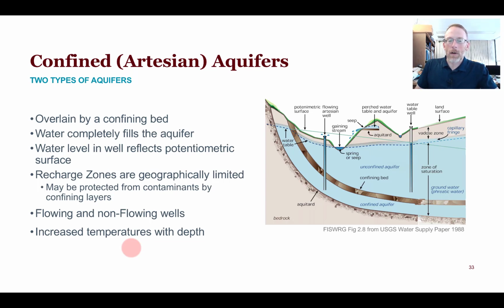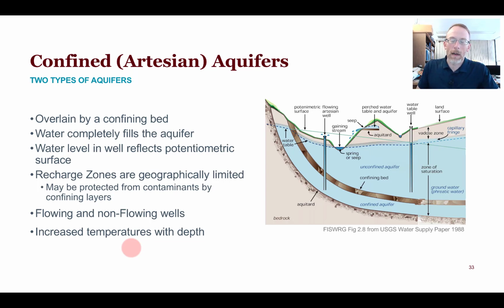Recharge zones are geographically limited. Remember, when we talked about recharge zones and contaminant pathways in the previous lecture, we were talking about unconfined aquifers, and in unconfined aquifers, essentially the whole watershed is a recharge zone. But recharge zones in confined aquifers are much more limited. Confined aquifers can have both flowing and non-flowing wells. I'll explain that more in a second.